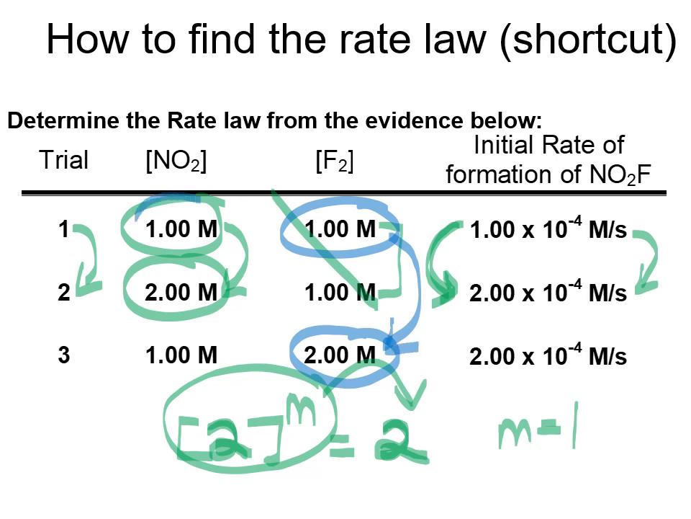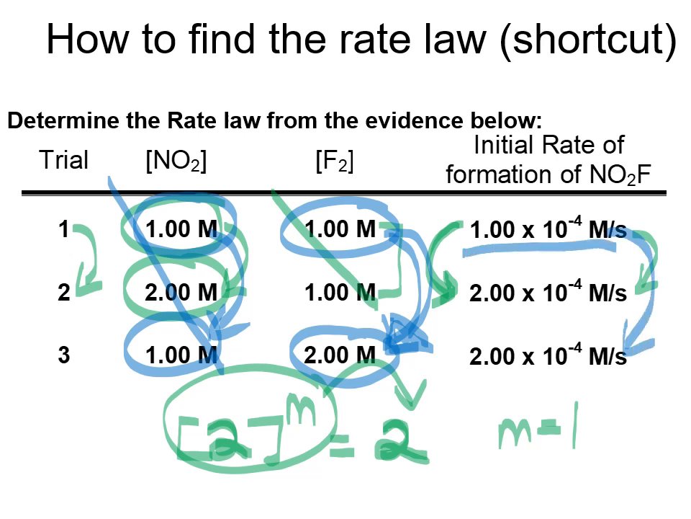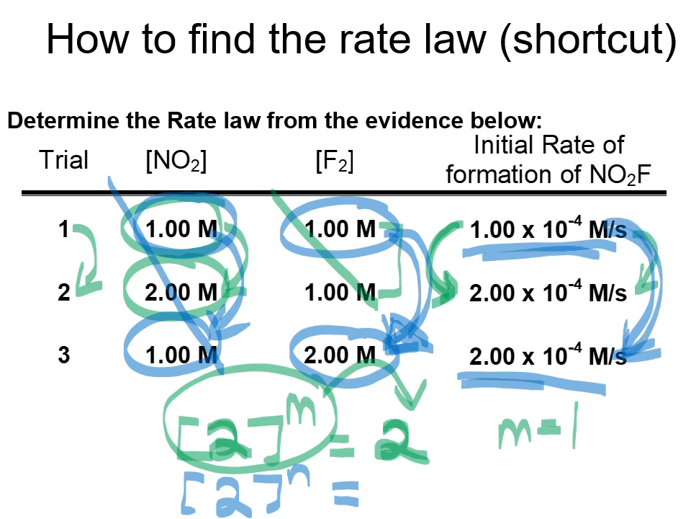F2 is doubling, but NO2 is doing nothing. So any change in the rate would not be due to NO2. It must be completely because of the change in F2, because it's the only thing that's changing. So if we look at the rate between trial 1 and 3, it starts off at 1 times 10 to the negative 4 and goes to 2 times 10 to the negative 4. The effect of the concentration of F2 on the rate, we're going to describe with the exponent n. If we double the concentration of F2, I'm putting a 2 in there for that, and the effect on the rate, going from 1 times 10 to the negative 4 moles per liter per second to 2 times 10 to the negative 4 moles per liter per second, is also doubling.